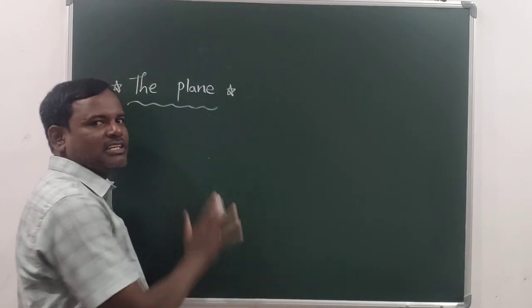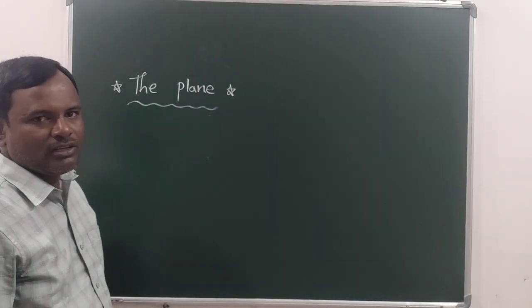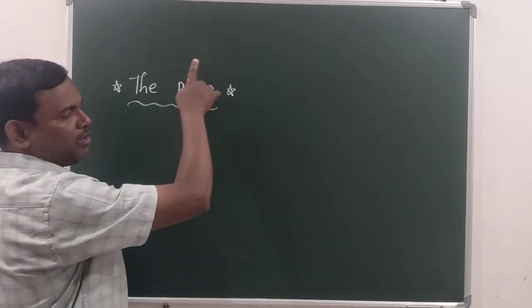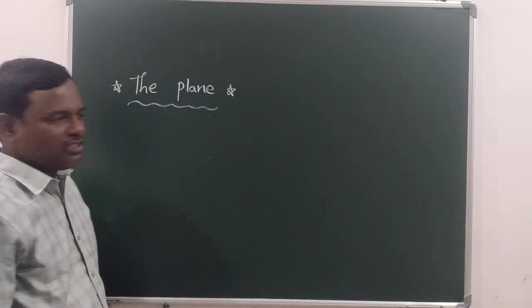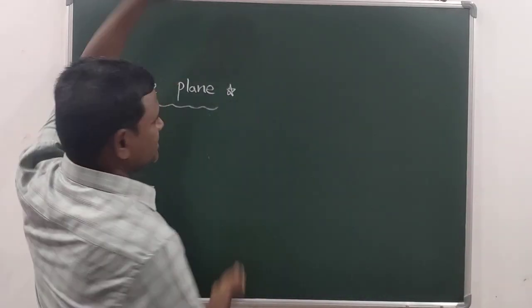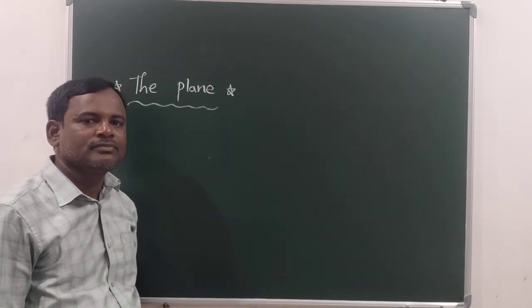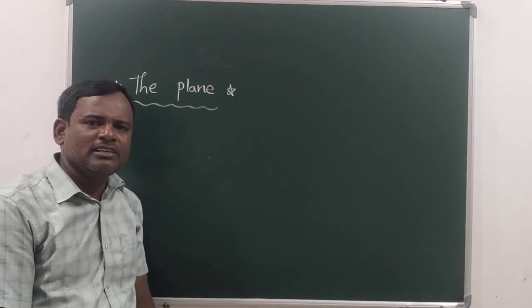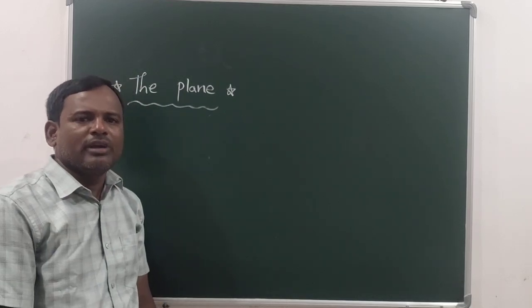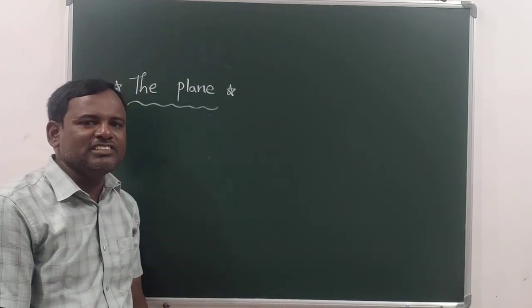Suppose if you treat this board as a plane, it has four edges. Now you can extend in these four directions. Got the definition of a plane? The simple way you can define it: a flat surface is called a plane.